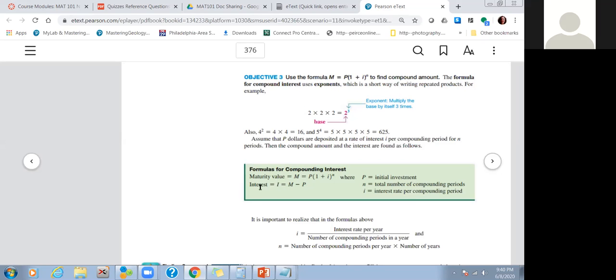The big I here is interest. So if we know the maturity value, M, the amount in the account at the end of the compounding periods, the end of the investment time, all we have to do is subtract the initial deposit, the principal, to figure out how much interest was earned in total over the entire period. Remember, the interest is being computed and put into the account multiple times. So to get this total interest value for the investment, we do this M minus P process.